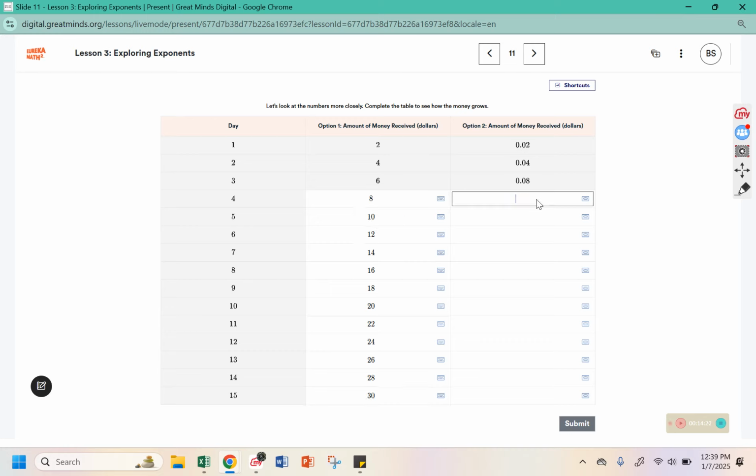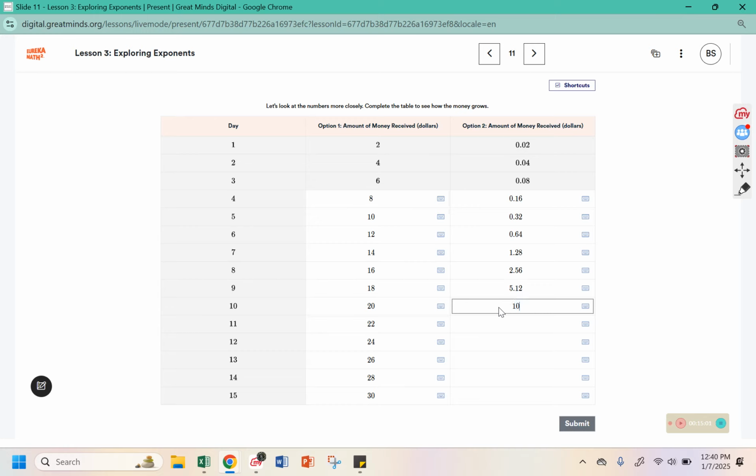But this one is doubling each time. So if I double 8 cents, that would be 16 cents. Then 32 cents. 32 times 2 would be 64. 64 times 2 would be $1.28. If I double 128 times 2, that would give me $2.56. If I multiply that by 2, that would be $5.12.